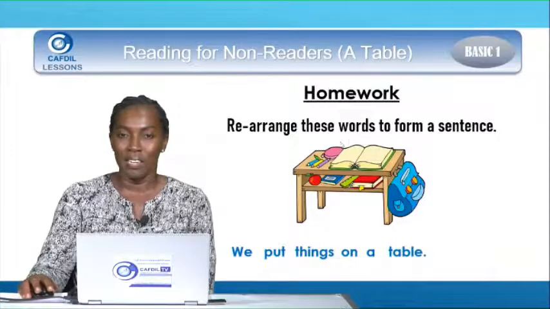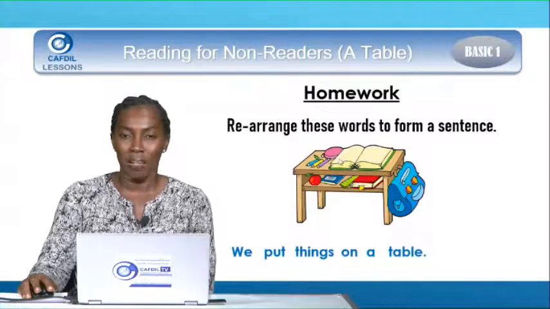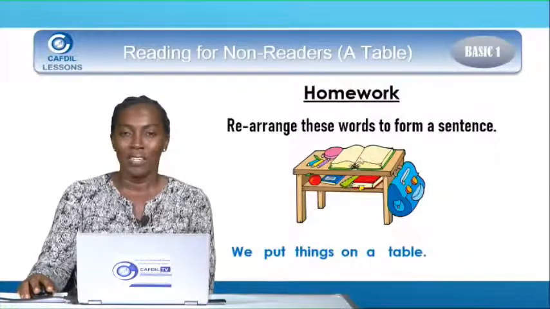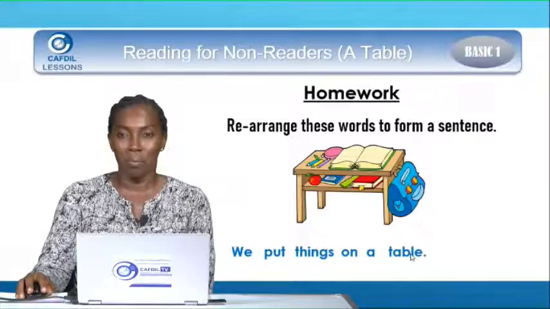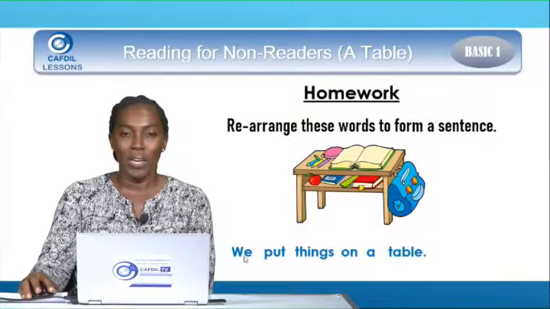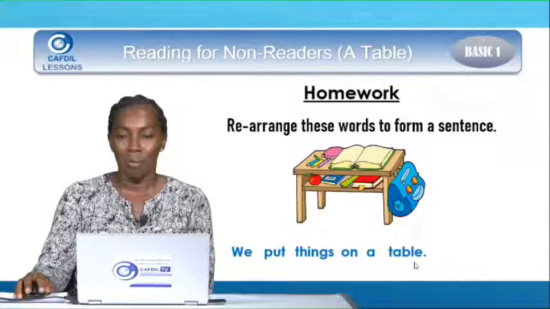We can see the things on Kojovi's table. This is a book. We have pencil, we have crayons, and we have an eraser on the table. So these are things on the table. We put things on a table.